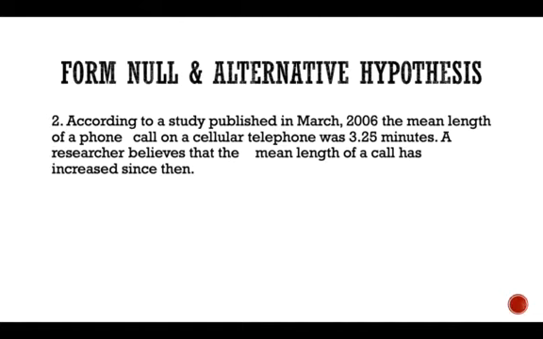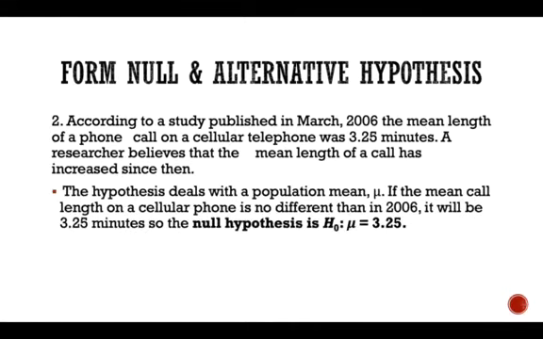The null hypothesis is a statement of equality. Now what variable are we looking at? We're looking at the mean. The population mean, we remember, is our variable mu. So the null hypothesis should be a statement of equality. It's that mu is equal to 3.25 minutes.